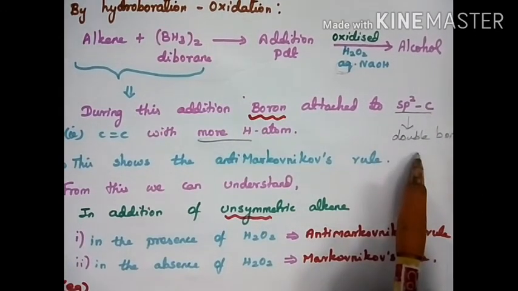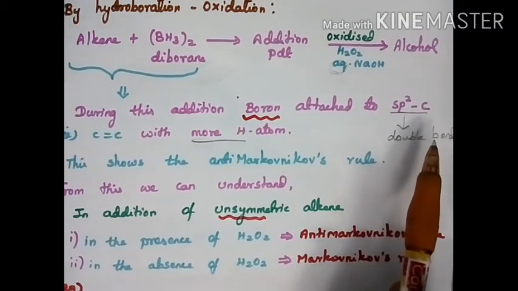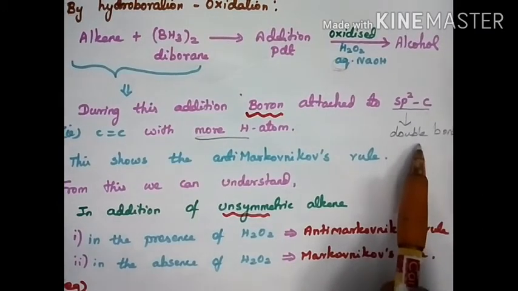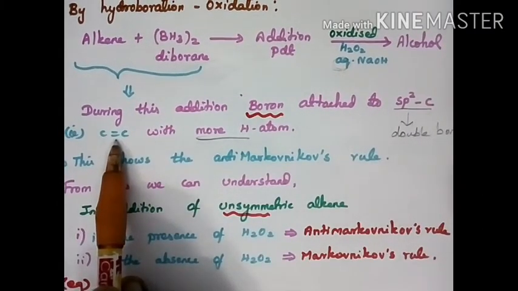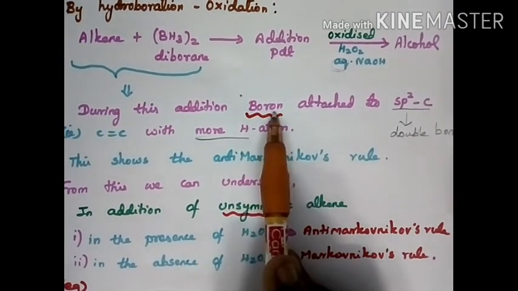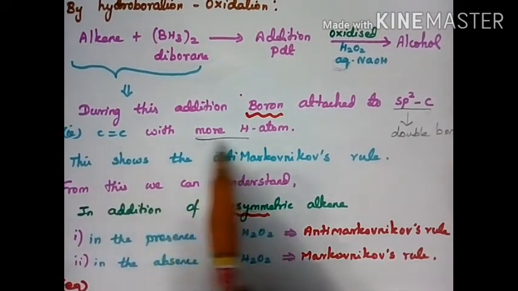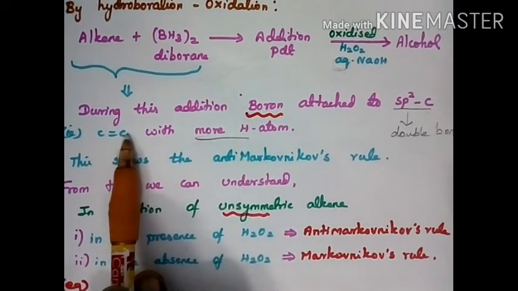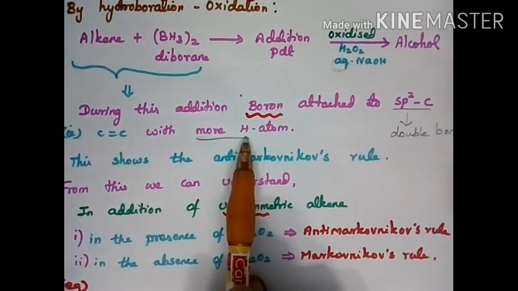sp3 is nothing but a single bond. Here it is sp2, so it is a double bonded carbon, that is C double bond C with more hydrogen. That means here boron is attached to a double bonded carbon with more hydrogen.